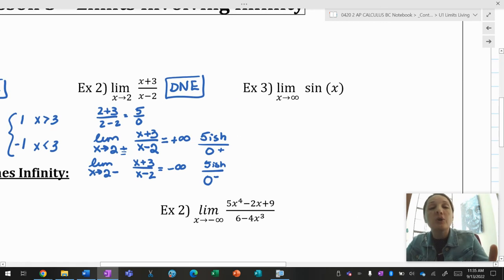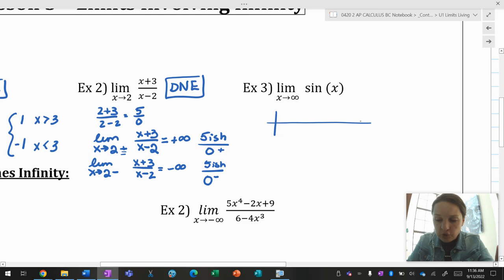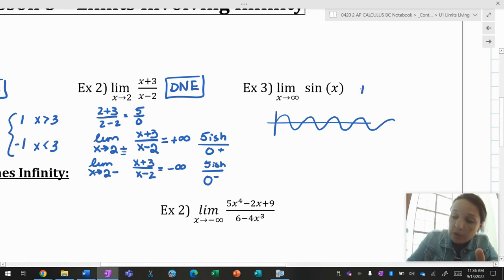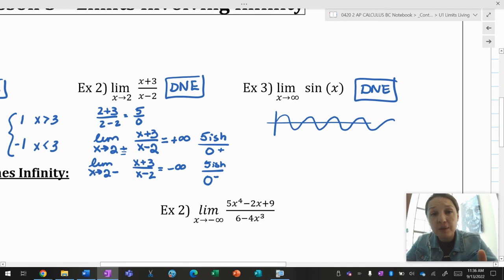And then last but not least, another way for a limit to not exist is, what if I thought about the sine of infinity? Well, the sine function just does this forever. And so as x approaches infinity, that sine function is oscillating between 1 and negative 1 and everything in between for eternity. So the limit as x approaches infinity does not exist. But again, as a mathematician, we'd probably say, well, how doesn't it exist? It doesn't exist because sine oscillates between 1 and negative 1.